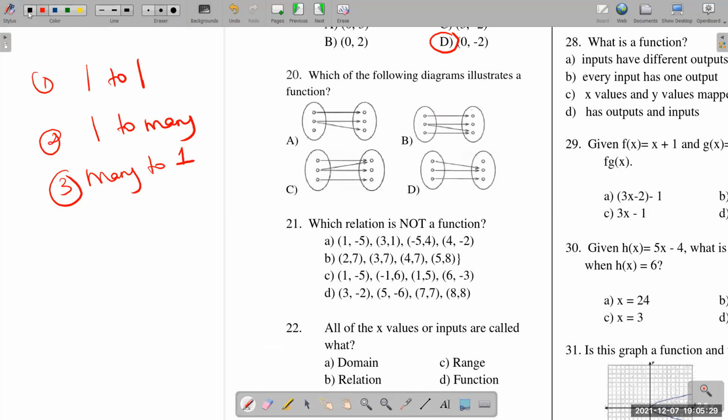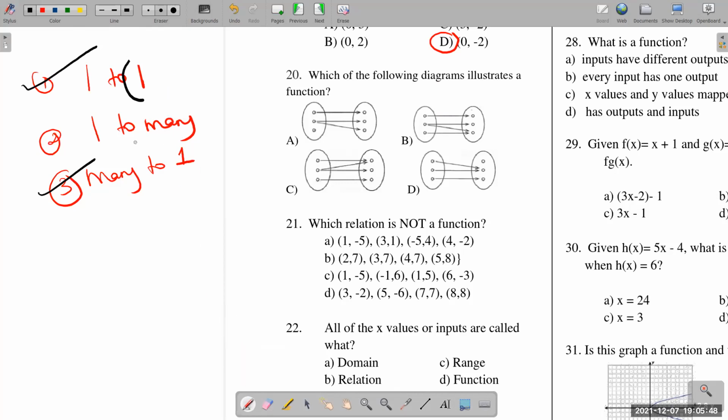Let me see if you all remember. So we're going to remember, okay, one-to-one is always a function. And many-to-one is a function. Once it's going to 1, that's all you got to remember.